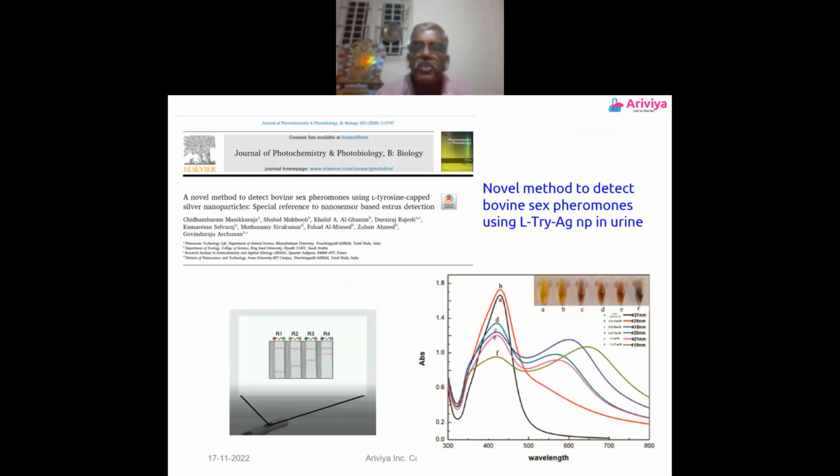On the other side, to find out sex pheromones in animals, we used L-tyrosine capped silver nanoparticles. Why do we want to detect sex pheromones? When you go for the cow, everyone knows it will give some sound for mating, and then we can identify it. But the buffalo is very difficult. It is hiding. It is very difficult to detect the heat. We don't know when it needs mating.